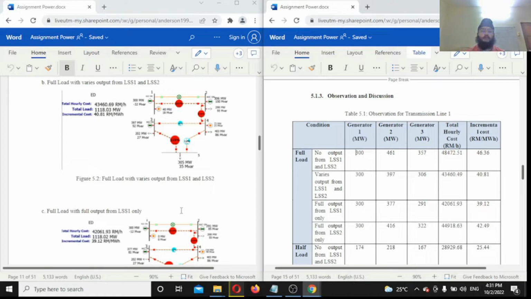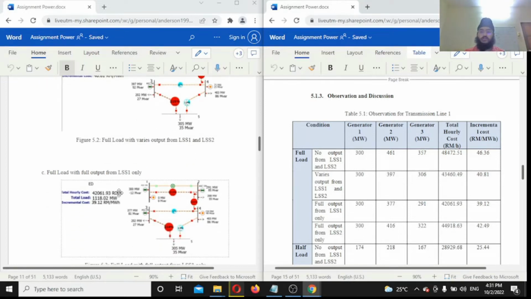Furthermore, one can also see that when there is no output from LSS1 as well as no output from LSS2, the incremental cost is the highest for both full load and half load. This stands at 46.36 ringgit per megawatt hour for the full load situation, while it is 25.44 ringgit per megawatt hour for the half load situation.